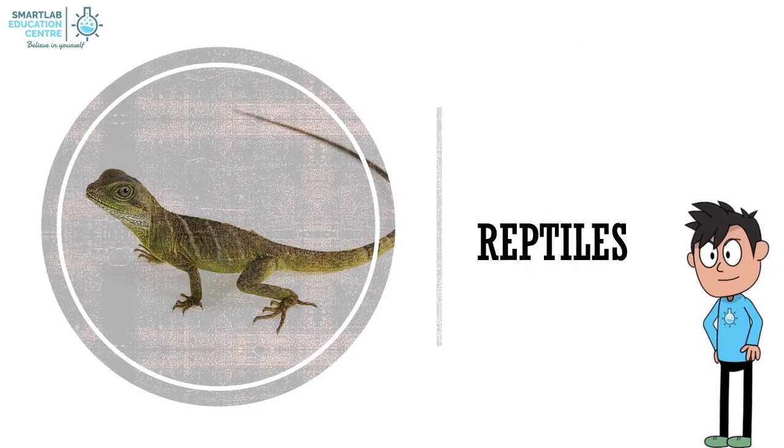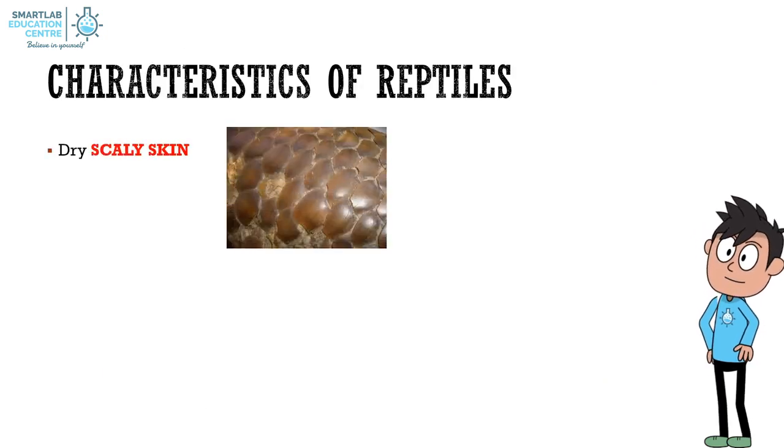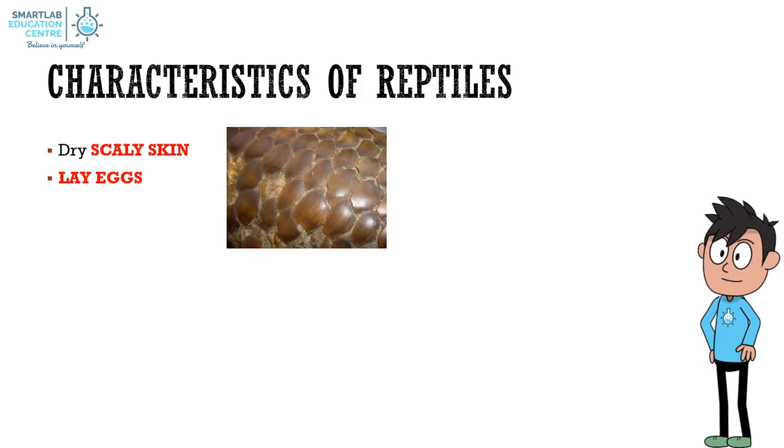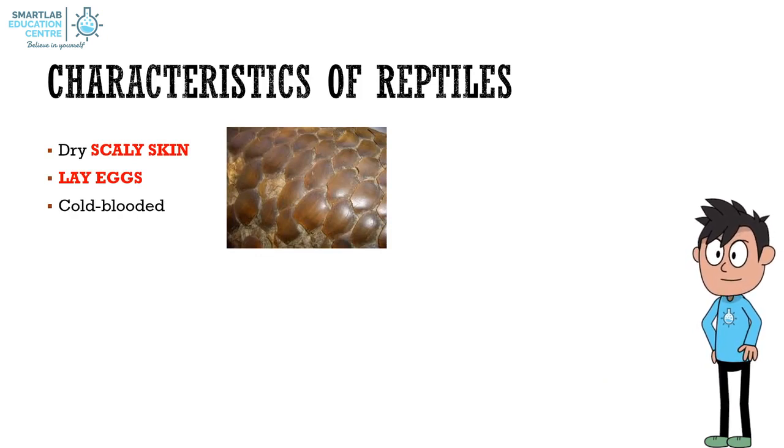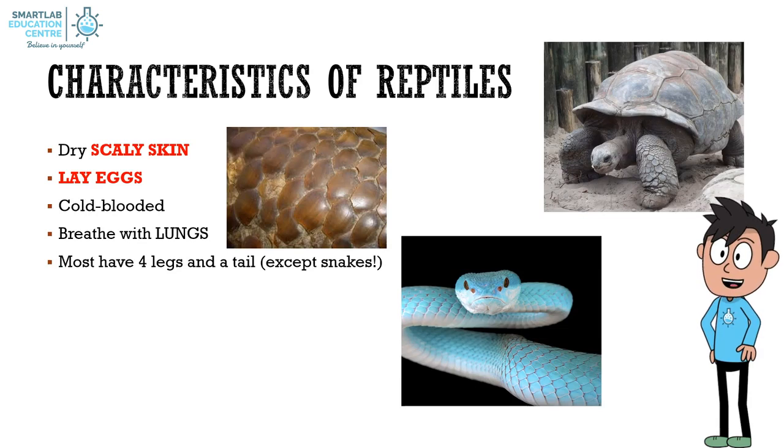Reptiles. They have dry scaly skin. Lay eggs. Cold-blooded. They also breathe with lungs. Most reptiles have 4 legs and a tail except for snakes. Examples of reptiles are tortoise and snakes.